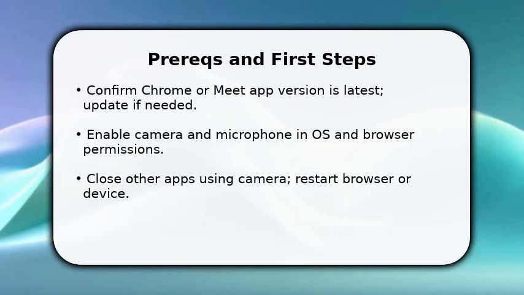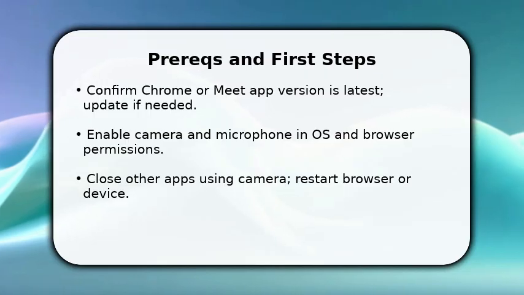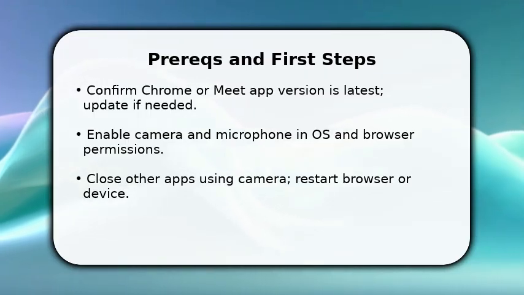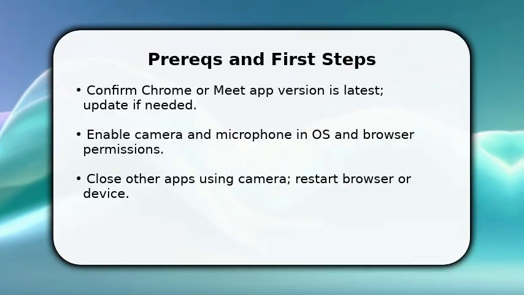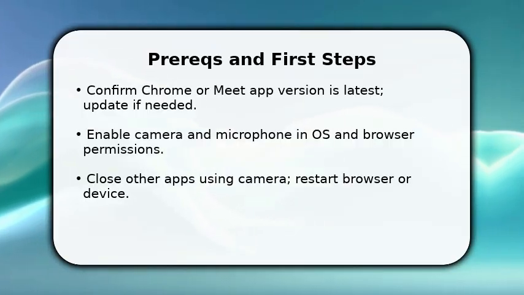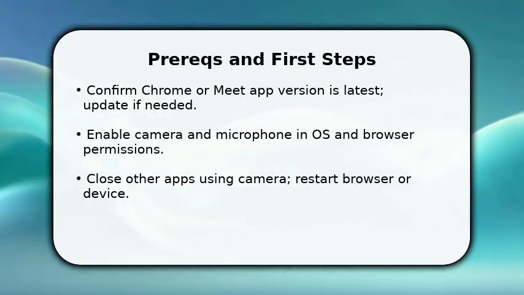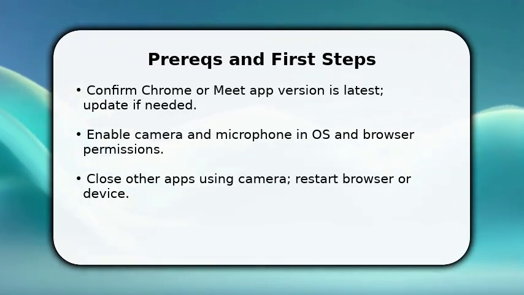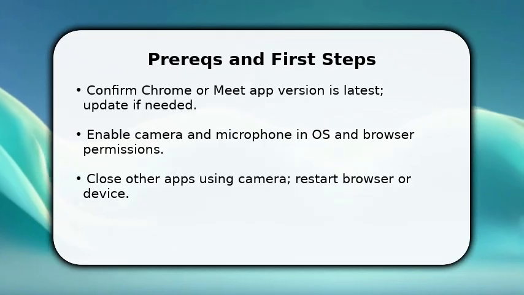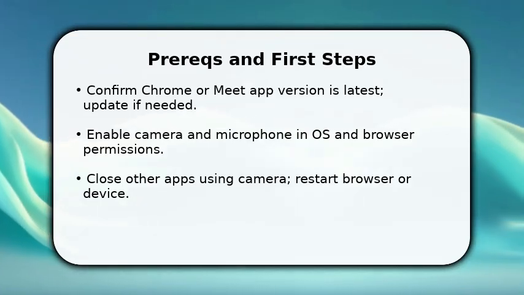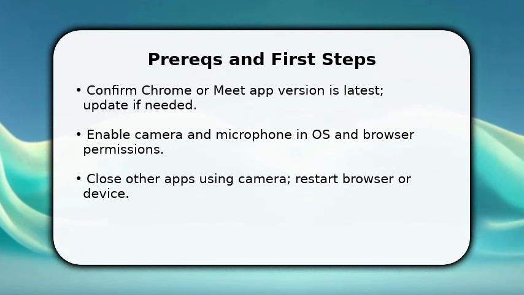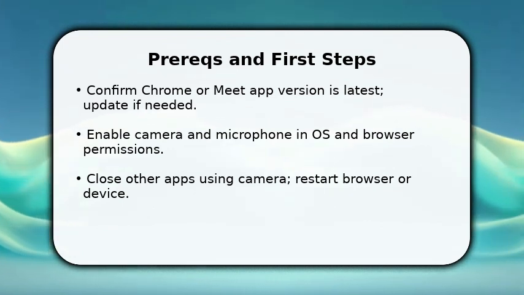You'll start by confirming the essentials so the background feature can run. First, check that Chrome or the Meet app is updated. Outdated builds often block virtual backgrounds. Once done, make sure you've granted camera and microphone permissions in your operating system and browser settings. Also, quit apps that monopolize the camera, then restart the browser or your device to clear locked hardware states. These initial steps remove the common environmental blockers and set you up for the next configuration phase.